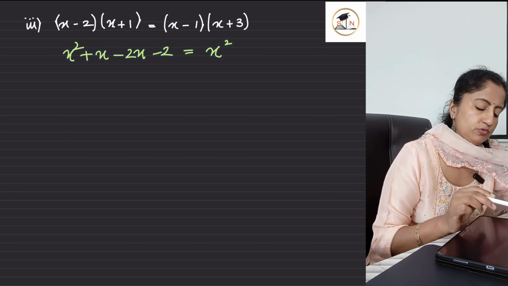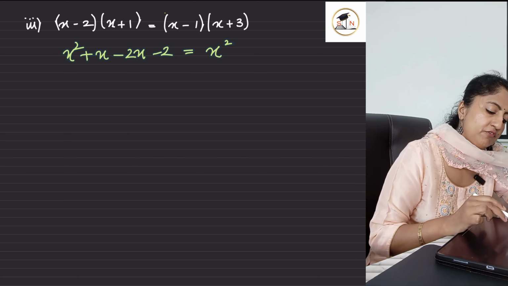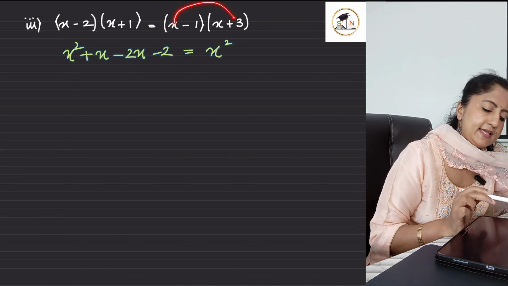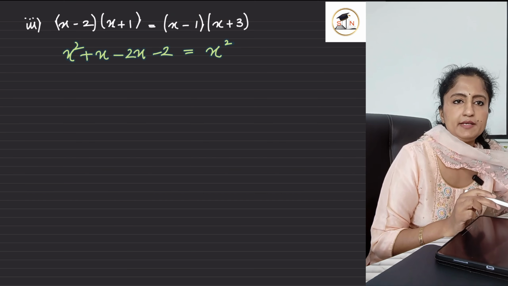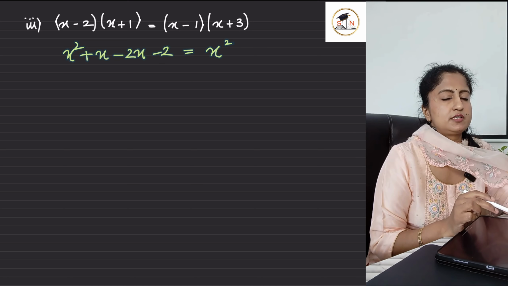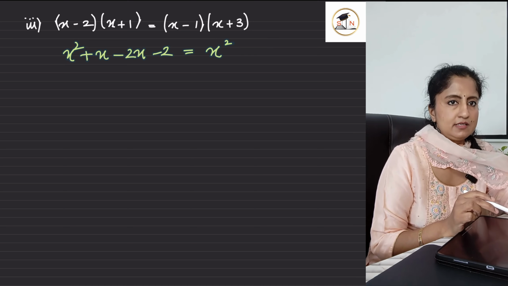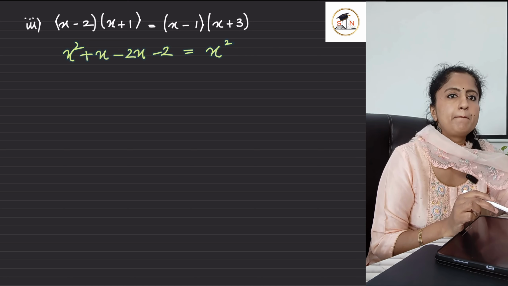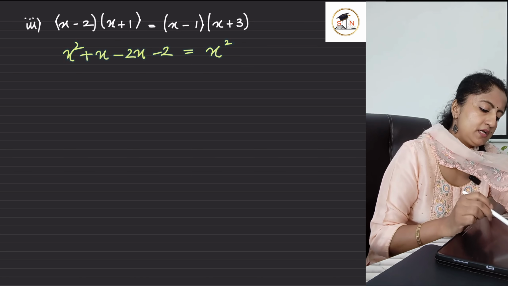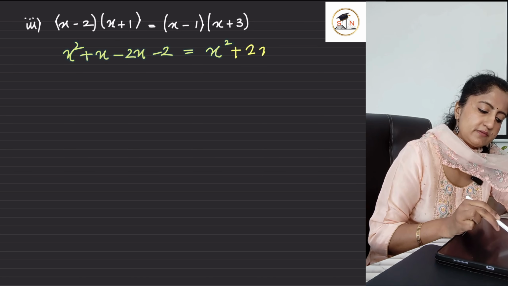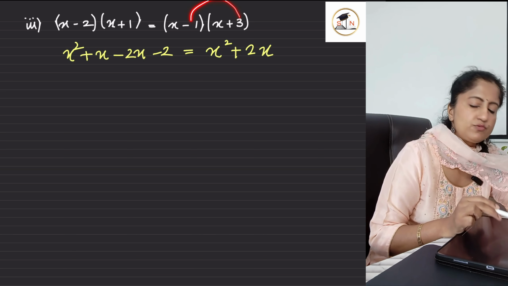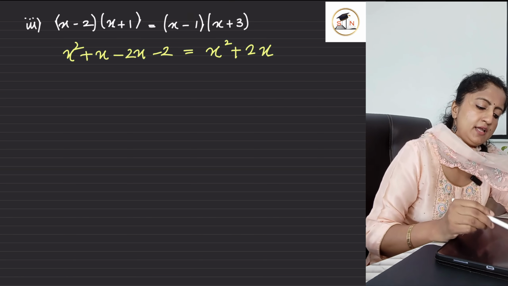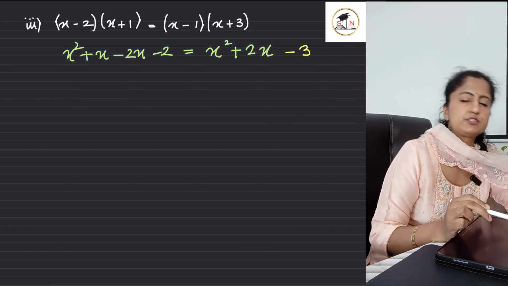After that, just do it in your mind. We will do x with 3, that is 3x, minus 1 with x, that is minus x. 3x was positive, minus x is negative. So we get 3x minus x, that makes it plus 2x. And the last term, minus 1 with 3, leaves you minus 3.